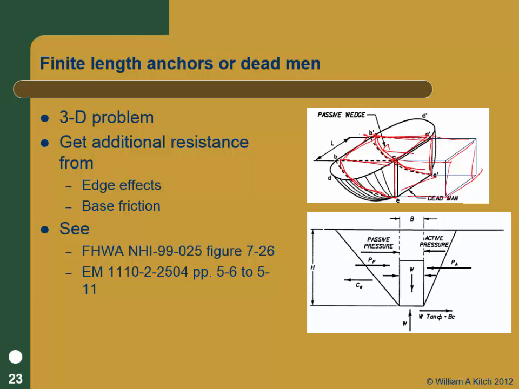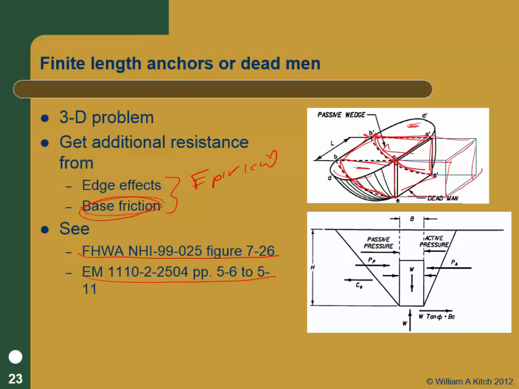But you're actually going to have additional resistance because there's going to be shear along the sides of this, and you're actually going to fail a zone that's bigger than that. So you're going to get more resistance than you'd calculate just by using regular earth pressures. In addition, if this is a fairly large dead man, you're going to have friction on the base. So the FHWA manual shows you how to do this calculation, or the Corps of Engineers manual does. They basically give you empirical factors to account for the edge effects, and then you add the base friction.